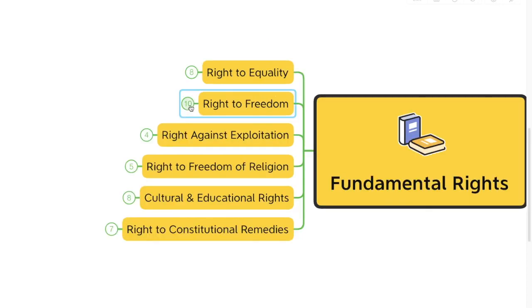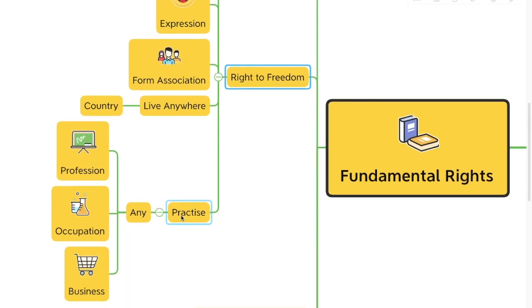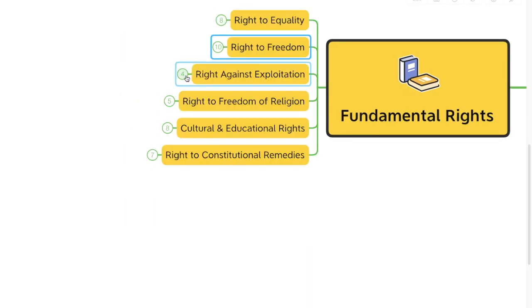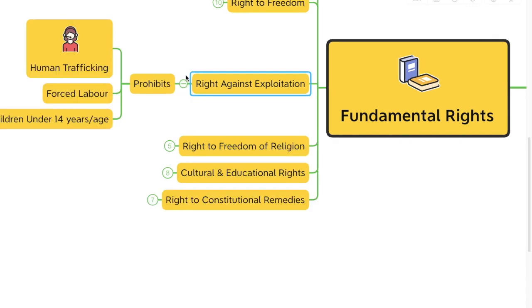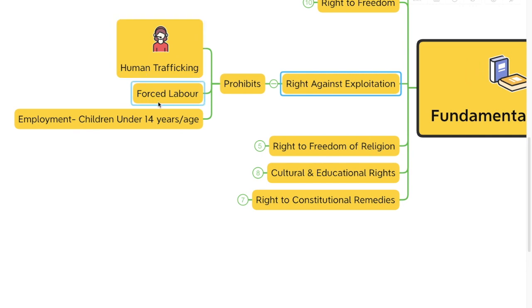Right to freedom. This includes the right to freedom of speech and expression, the right to form associations and live anywhere in the country, and to practice any profession, occupation, or business. Next, we have the right against exploitation. The Constitution prohibits human trafficking, forced labor, and employment of children under 14 years of age.